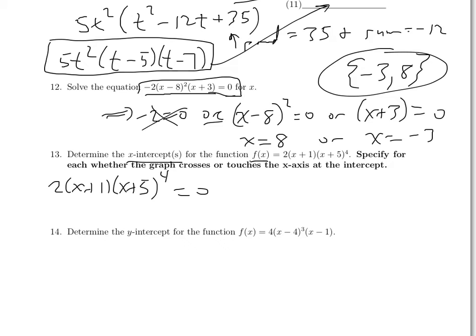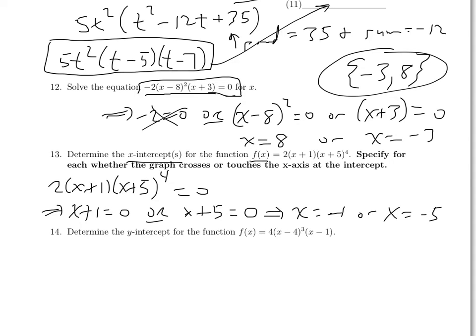So just like before, the only way that you can have a product equal to 0, I'm not going to worry about 2 being 0, that's just dumb, is if one of the terms is 0. So the only way you can have x plus 1 times x plus 5 to the 4th equal to 0 is if x plus 1 is 0 or x plus 5 is 0, which means that x equals negative 1 or x equals negative 5.